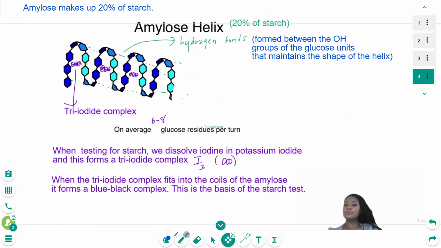Go ahead, Akili. So, Miss, why are the bonds between OH and H and O? Why are the bonds between two OH molecules instead of between an OH and an H?